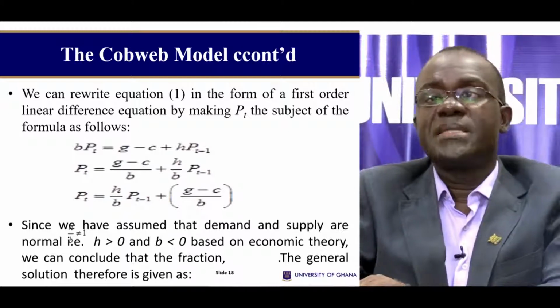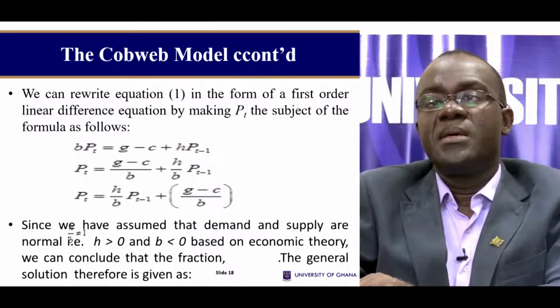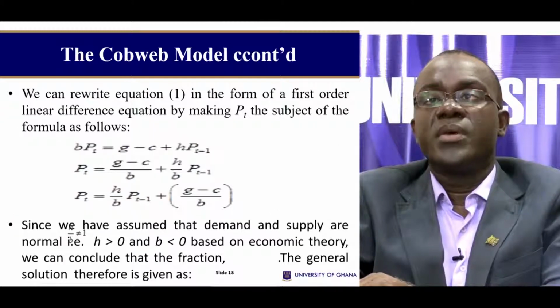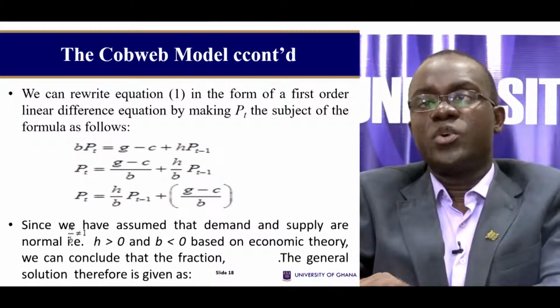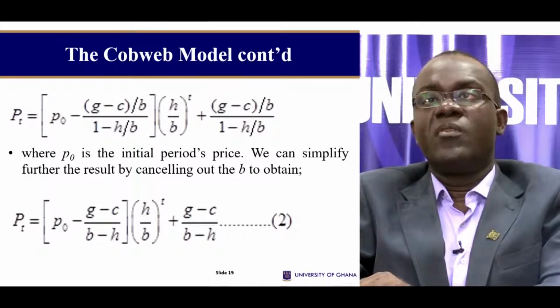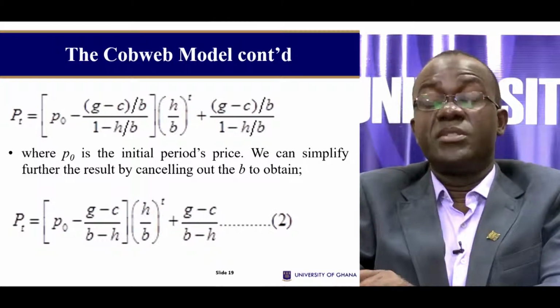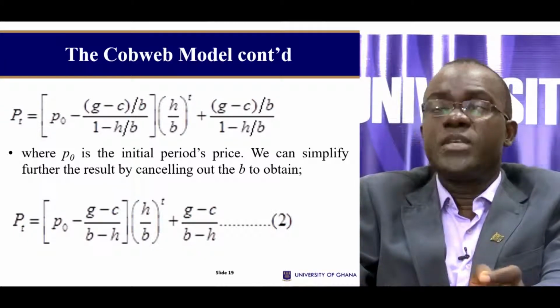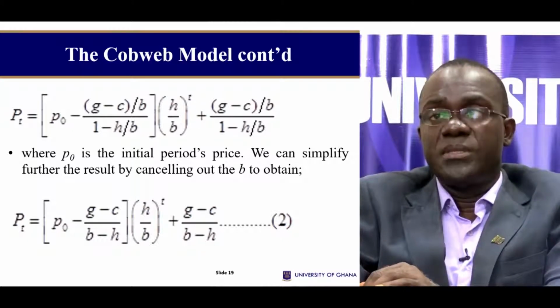Now, if we assume that demand and supply are normal, then we need H to be greater than 0, that's the gradient of the supply curve, but then the gradient of the demand curve should be what? Less than 0. Once we have this equation being our first order difference equation, we can straight away write the solution, which we have over here, using our usual solution for a first order difference equation.